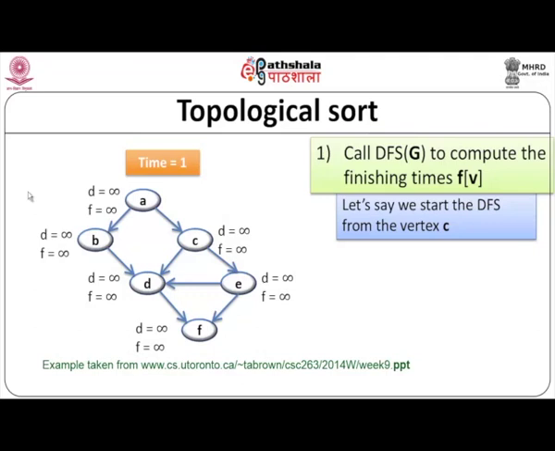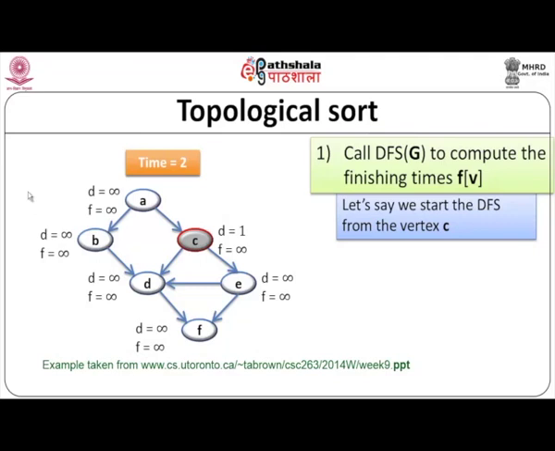Now, let us say we start the DFS from the vertex C. We will color nodes as white, gray and black. If you have not yet done anything, it is white. If you have discovered it, it is gray, and if you have finished it, it is black. That is the assumption they make. So, we have discovered C. The discovery time is 1 because the time now is 1, and it becomes gray. Once we have discovered it, the time changes to 2.